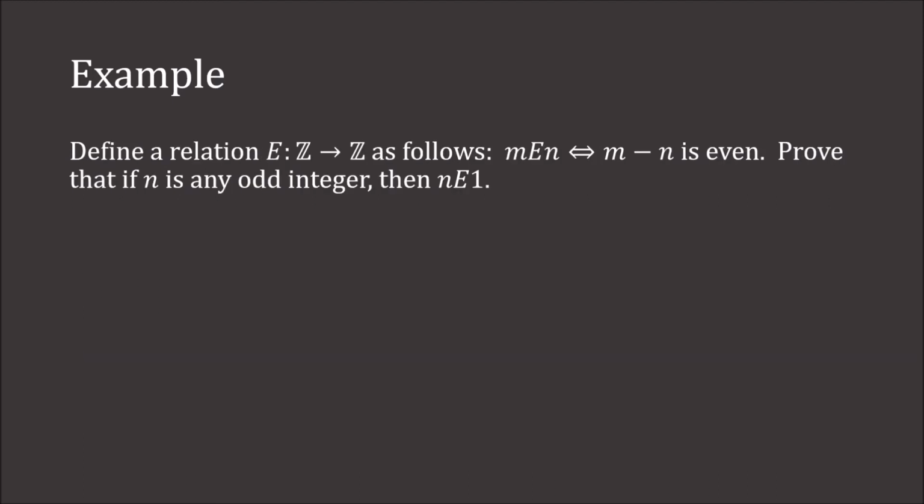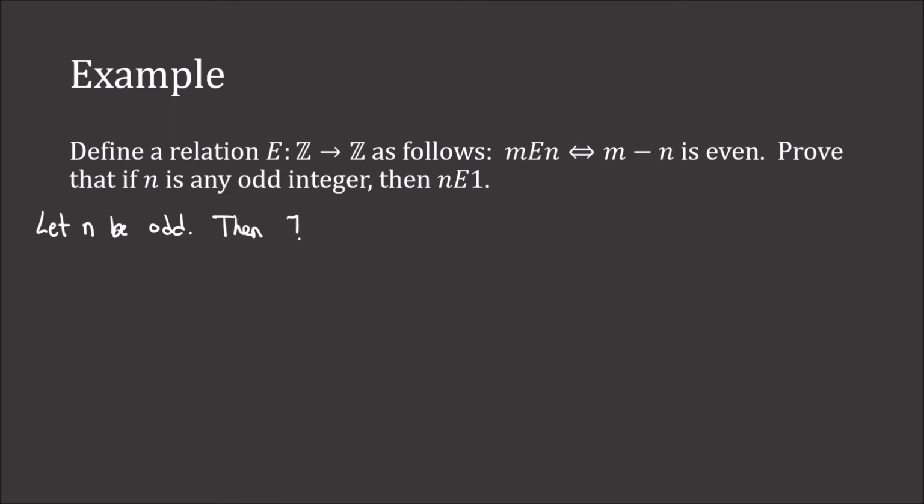Now define a relation E from the set of integers to the set of integers as follows. m is related to n by E if and only if m minus n is even. We will go ahead and prove that if n is any odd integer, then n is related to 1 by E. So let n be odd.